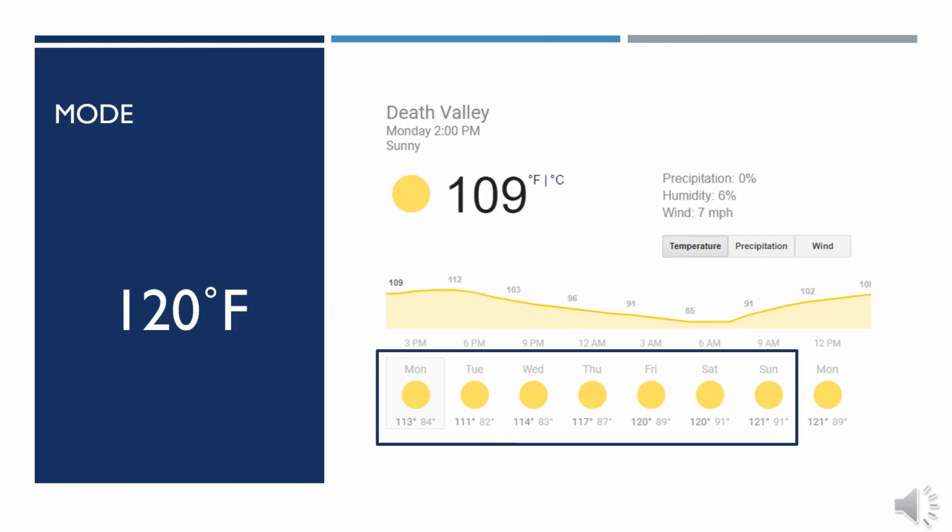Looking at our set of temperatures from Death Valley, we can easily see there is only one value that occurs more than once in our data set, 120 degrees Fahrenheit. This is at least 3 degrees larger than the median and mean that we calculated for the same set of data. If we're working with a larger data set, it would be easy to ask the statistical program we're working with to calculate the mode for us.